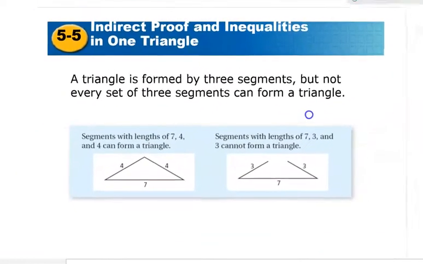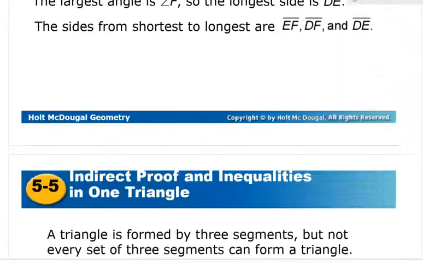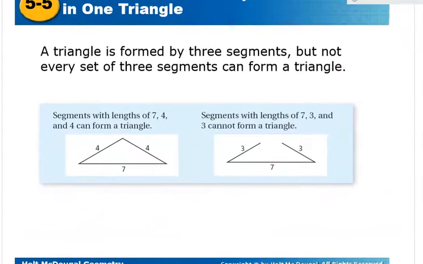Okay, now let's talk about whether or not things are actually a triangle. In order to have a triangle, the third side needs to be longer than the other two. So think of it this way. You've got 4, 4, and 7. Obviously, that's a triangle because it looks like a triangle, right? What's 4 plus 4? 8. 8 is bigger than 7. 4 plus 7, 11, is bigger than 4.